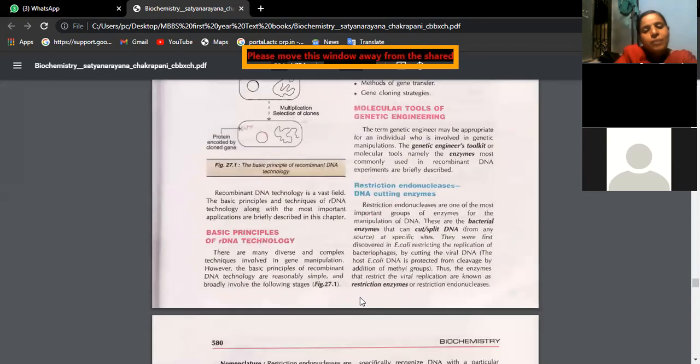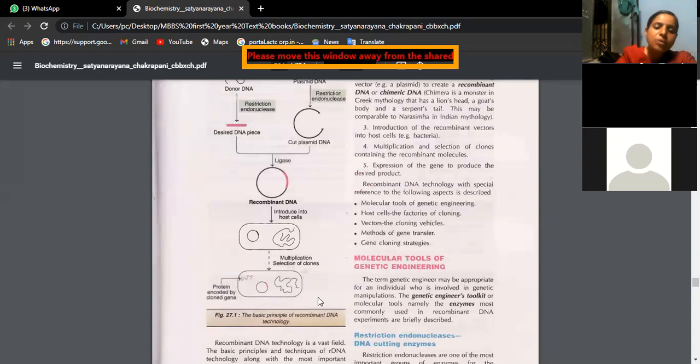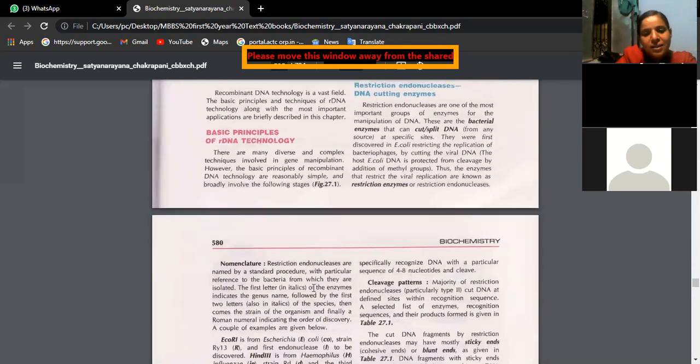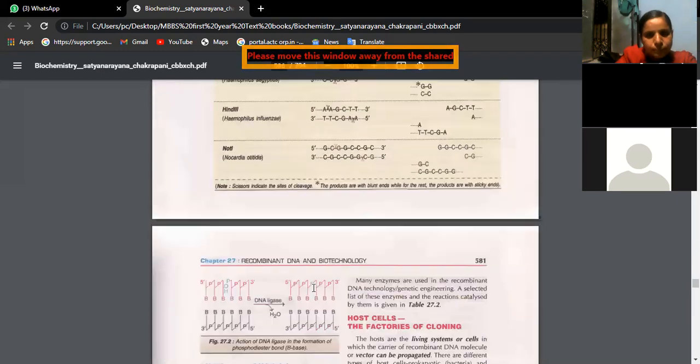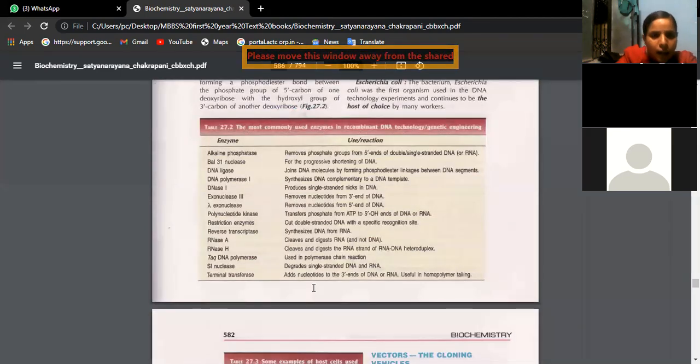Okay, now once you write the details in your own words, once you understand this, see here. The most commonly used enzymes we can give, like enzymes can also be introduced into this genetic engineering.